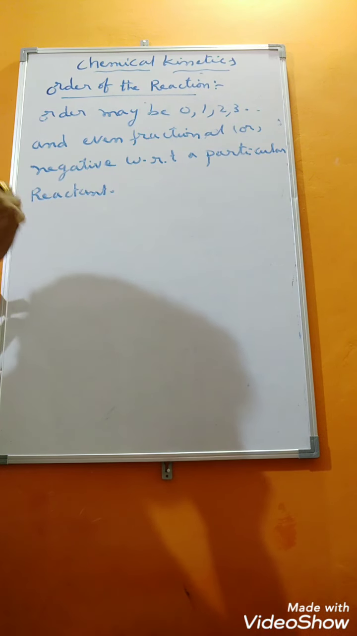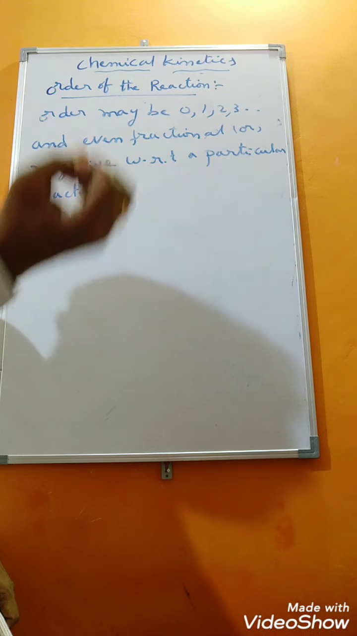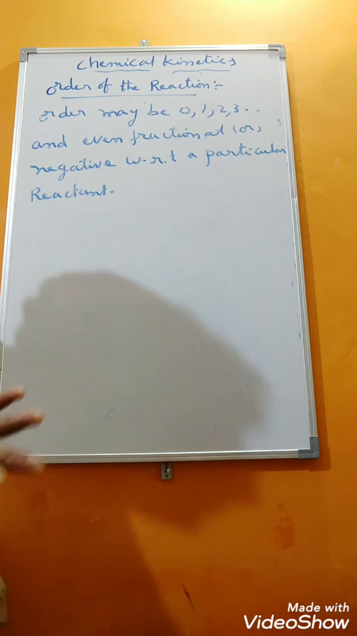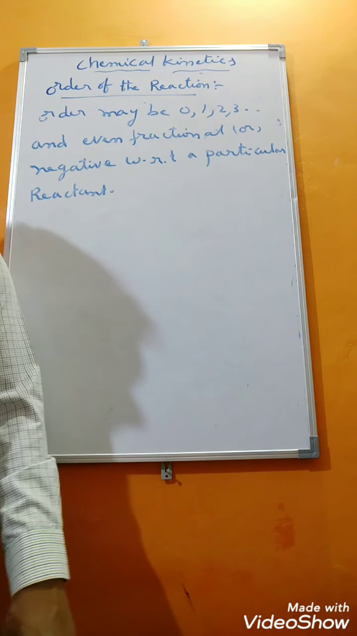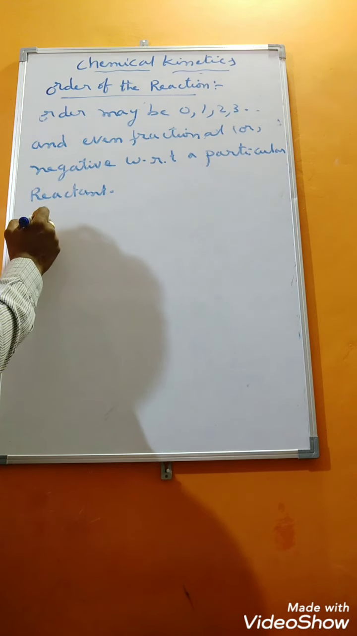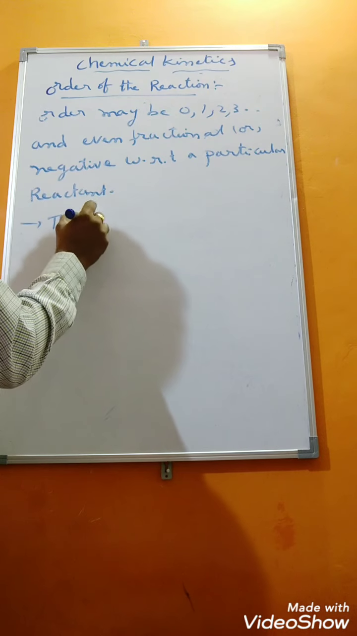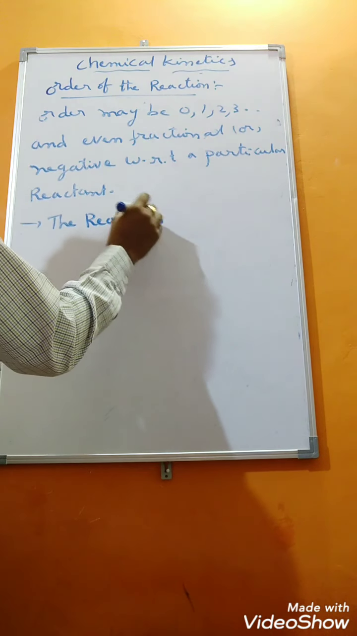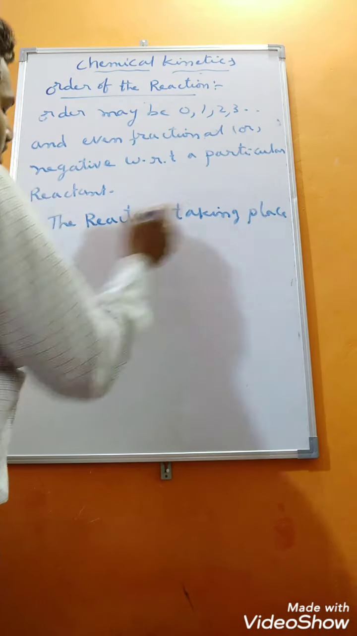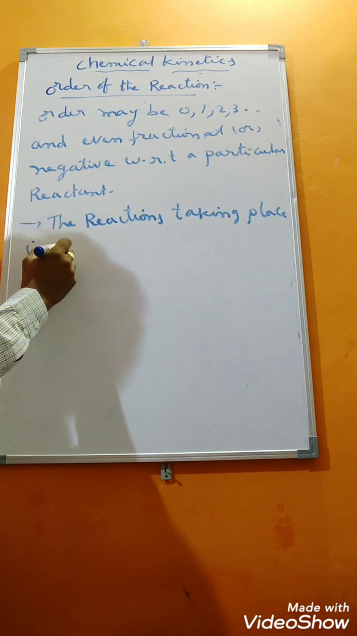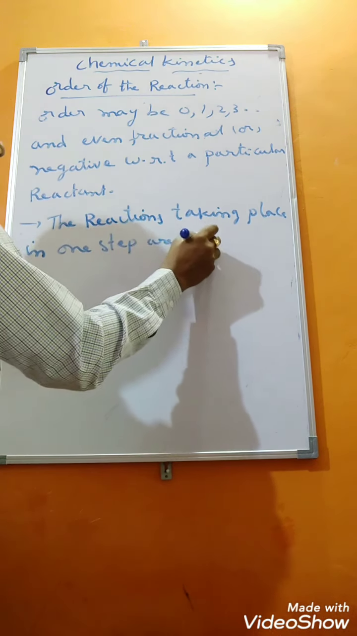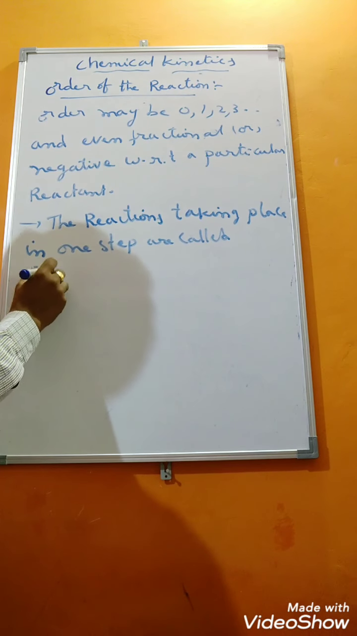because most balanced chemical reactions will not happen in a single step. The chemical equation may complete in a single step, but it is a very rare case. In that case, by looking at the equation, we can say it is an elementary step. Elementary step is nothing but what? The reactions taking place in a single step, in one step, are called elementary reactions.